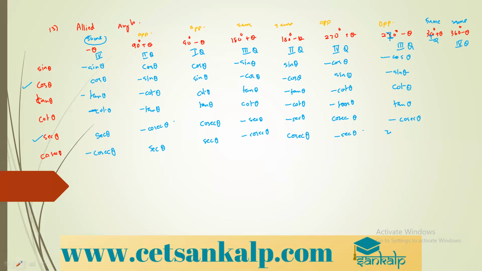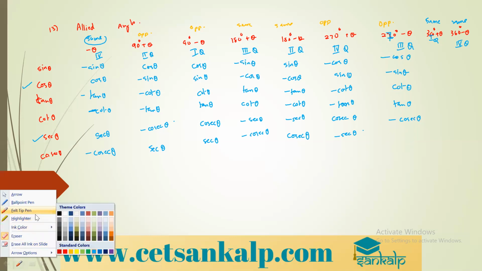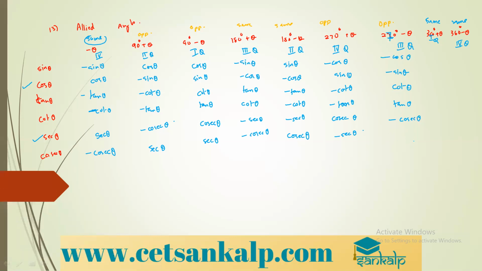Okay, next, the last one, it's the third quadrant, so opposite and negative. So minus secant theta. Then 360 plus theta, same and all are positive. So I'll copy same: sin theta, cos theta, tan theta, cot theta, secant theta, cosecant theta.